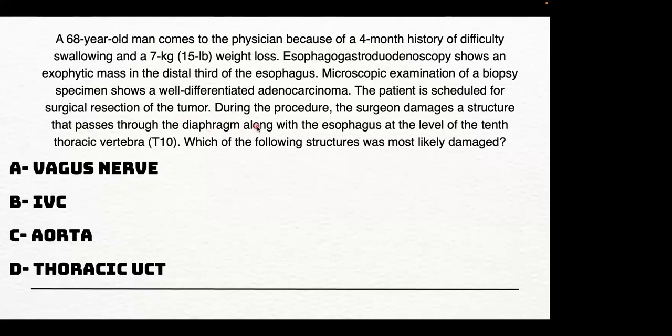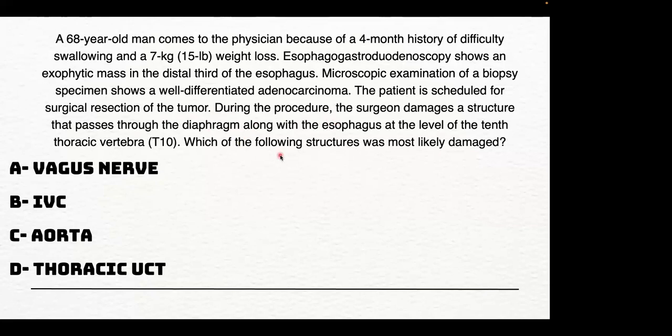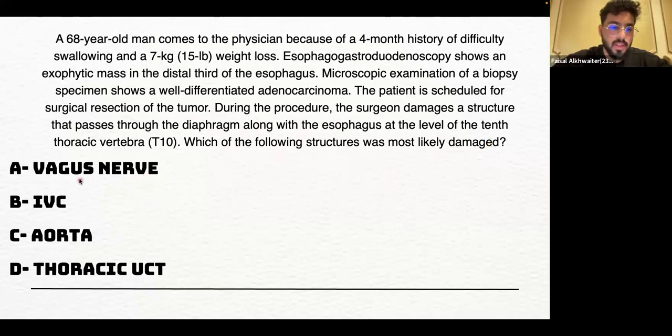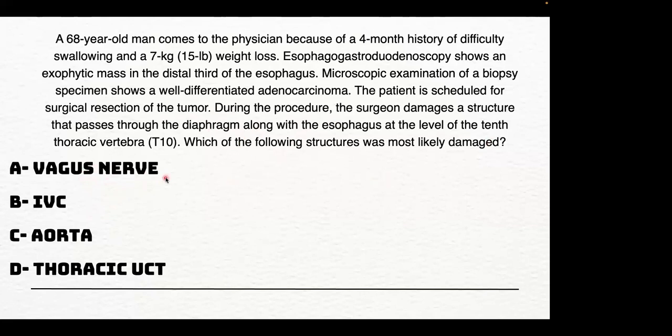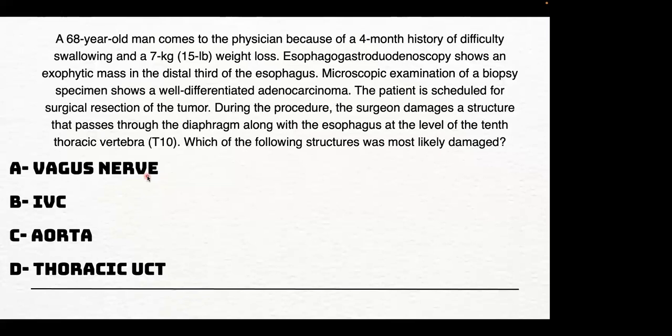So what do you know about the three openings? Yes, the caval opening at T8, the aortic hiatus at T12, and the esophageal hiatus at T10. So what are the structures that pass through T8, the caval opening? The inferior vena cava. And at T12, it's the thoracic duct and the aorta.